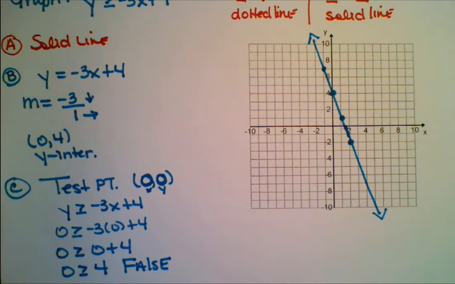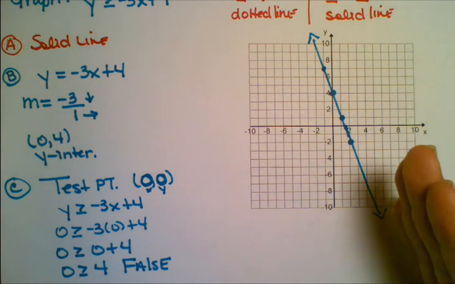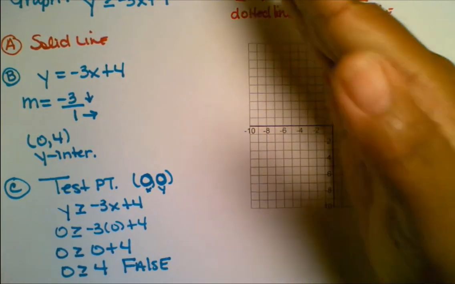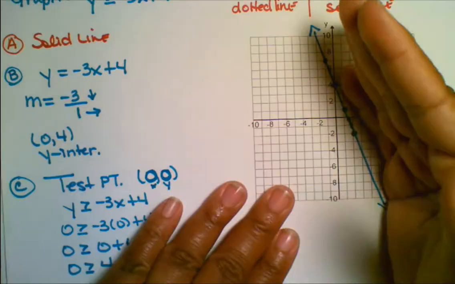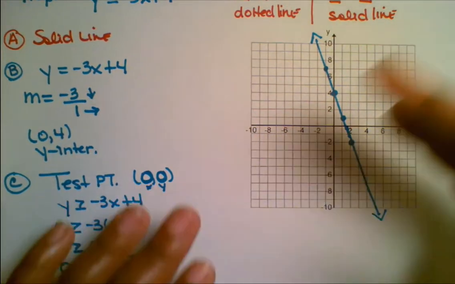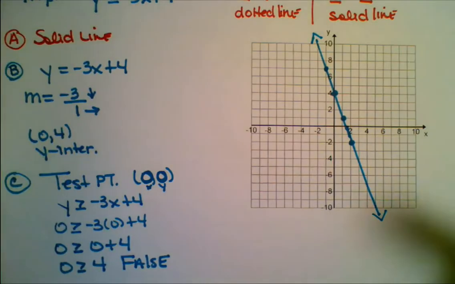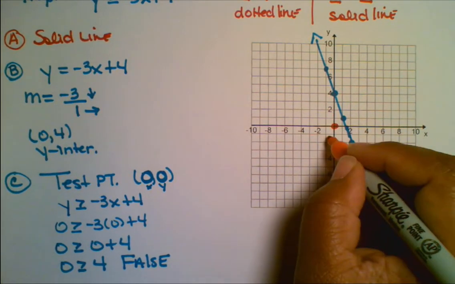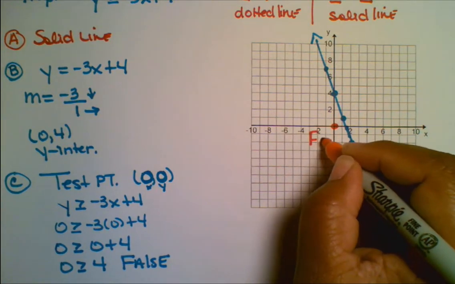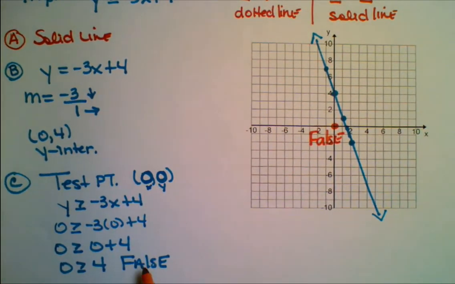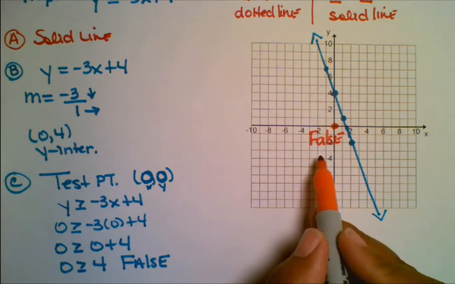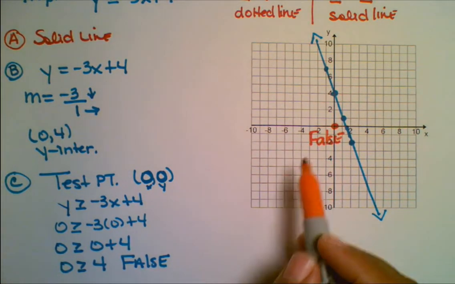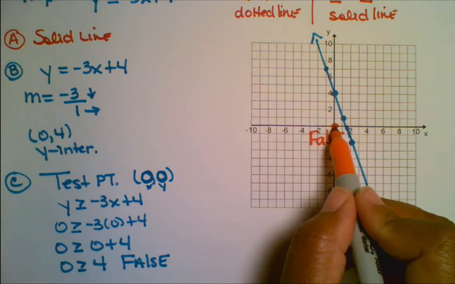Now we have to determine where we're going to shade. Now, think of it as if I had a pair of scissors and I cut on this line, and it broke the plane into two regions. We have region 1, we have region 2. Now, here's our test point right here at 0, 0. I'm going to put the word false there because for part C, we said that when we substituted 0 in for x and y, it was false at that point.